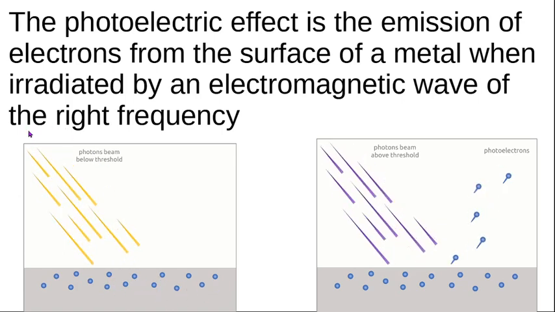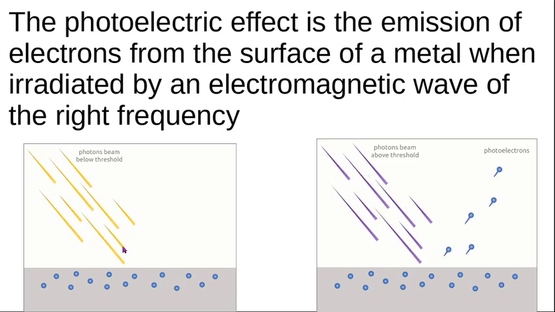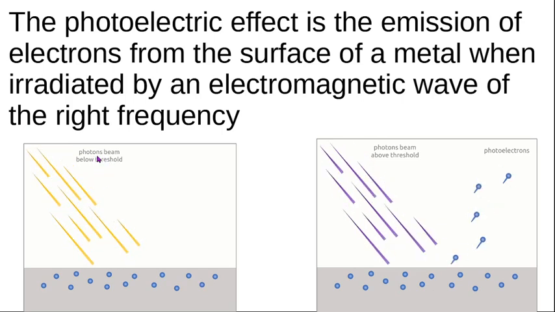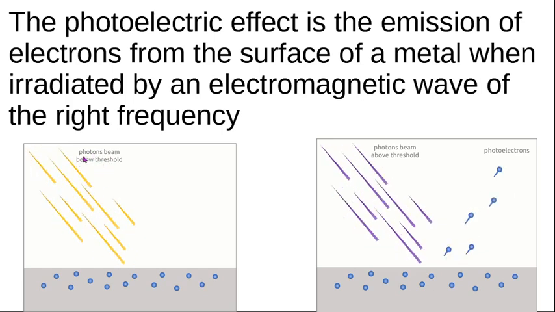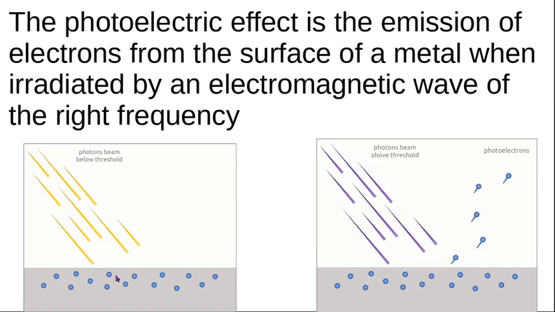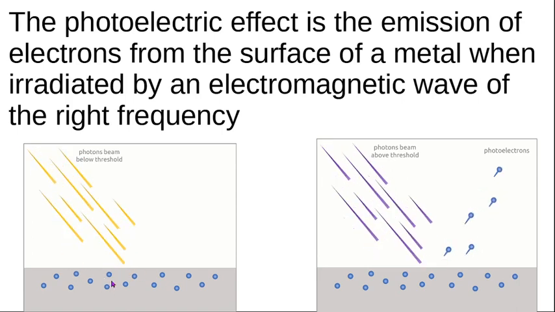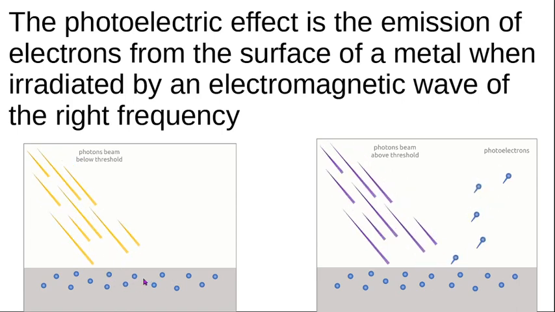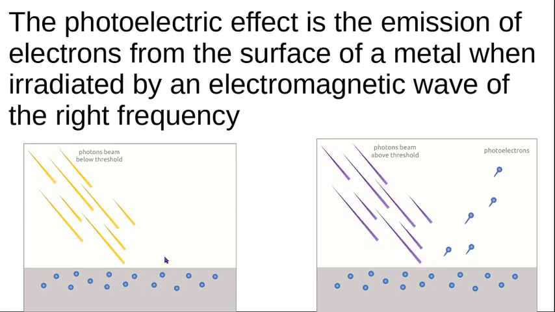In comes my light, but check, this light is yellow light, and these photons of energy are too low. They're below the threshold energy needed, and the electrons are like, meh, not enough energy for me. And they just sit there, and the metal looks a bit shiny because the light bounces off.